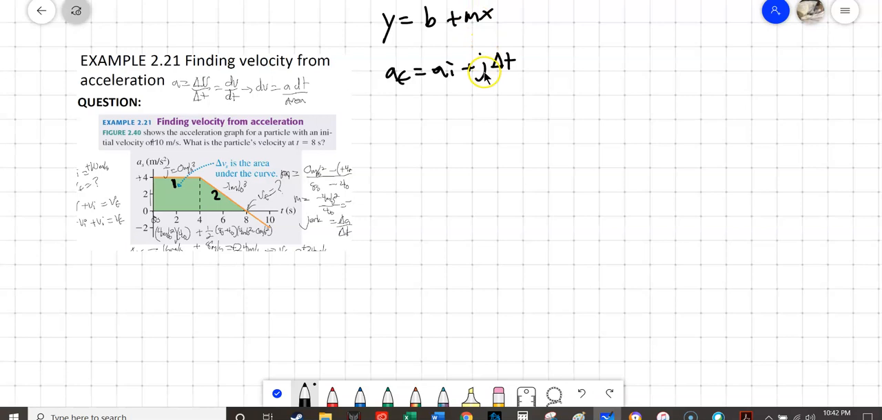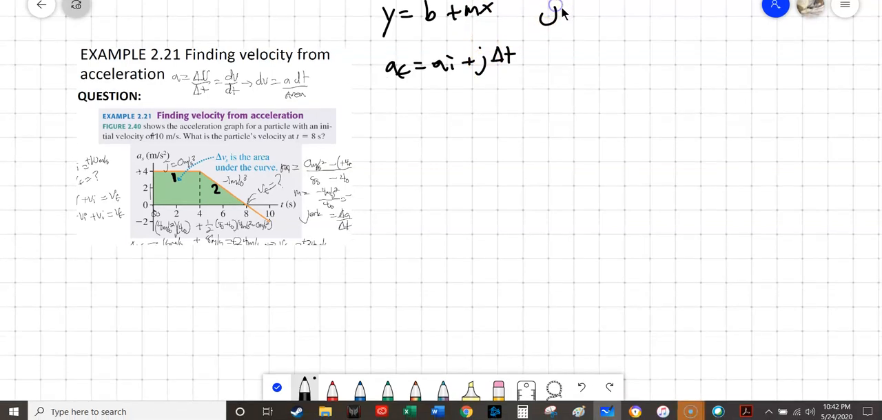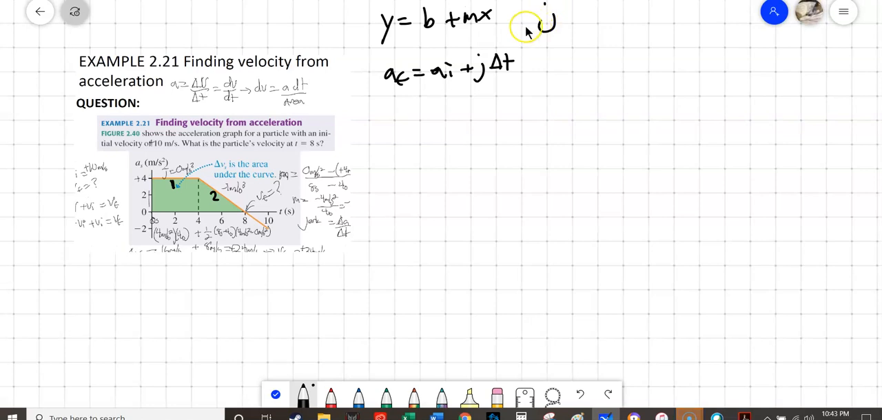Slope is going to be a jerk, and jerk is going to be the change in acceleration over the change in time. Okay, so that again is a jerk, which is the slope in an acceleration versus time graph, and this is delta t.